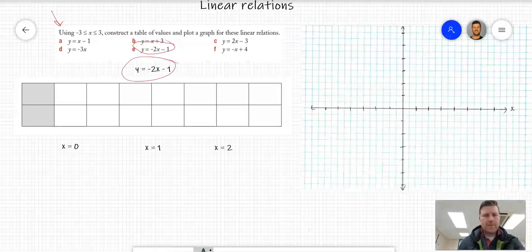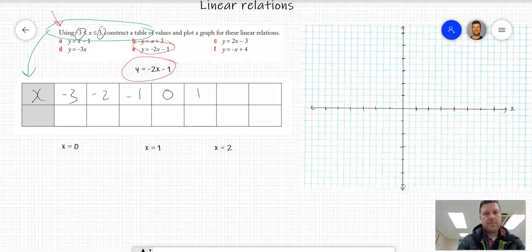Now, first of all, let's have a look at the first part of that question. Using -3 ≤ x ≤ 3, construct a table of values. Basically, all that means is we're going to write a table like this with x values ranging from -3 all the way up to +3. That's the first thing you need to do. Then we're going to work out what the y values will be based on those x values. So we're going to substitute, one at a time, these x values into this equation.